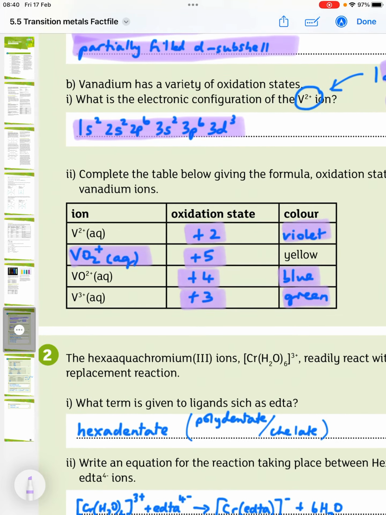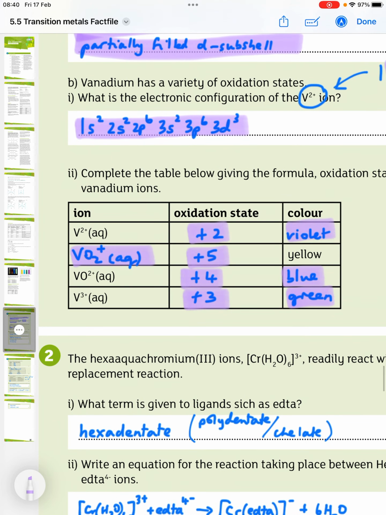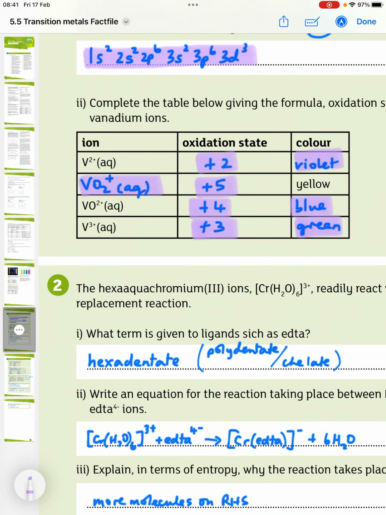Now you could work those out, I suppose, if you hadn't learned them. It's easier just to learn those, particularly because you're learning the colours, so associate the colour with the oxidation state, and then you can remember which ion it belongs to after that.